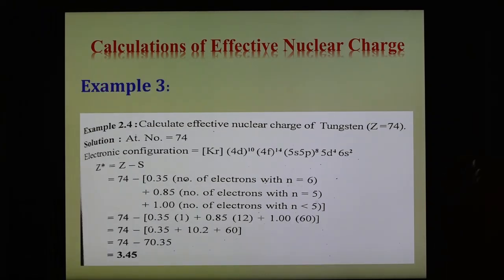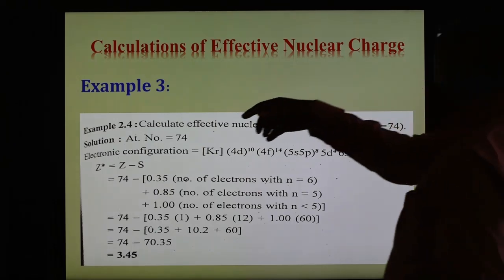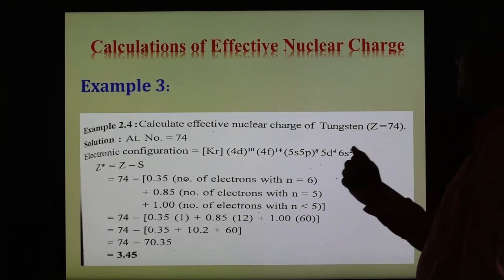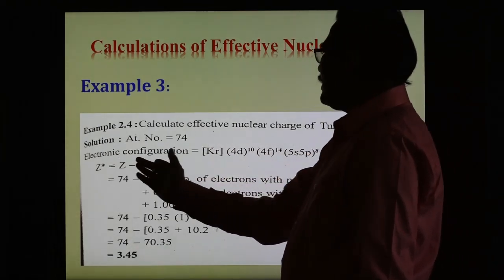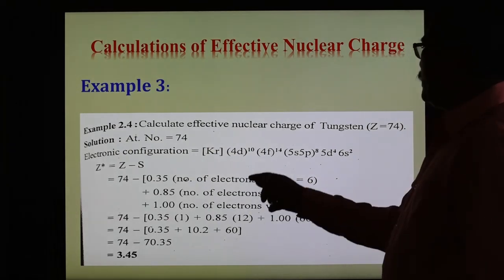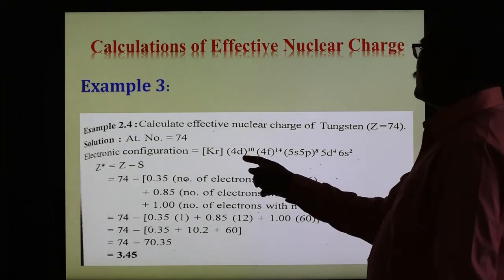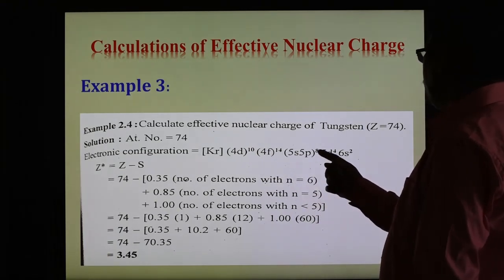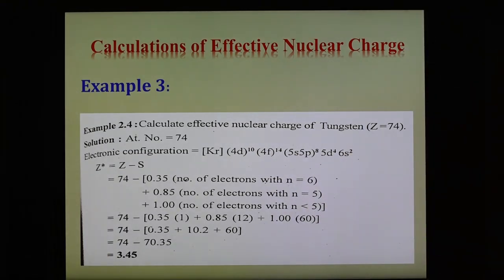Now we are going to see the third example. Calculate the effective nuclear charge of tungsten. The atomic number for tungsten is 74, which is given. Write the electron configuration in order, up to krypton, which is the zero group, and after that 4d10, 4f14, 5s2 5p6, 5d4, 6s2. So these are the 74 electrons distributed here.